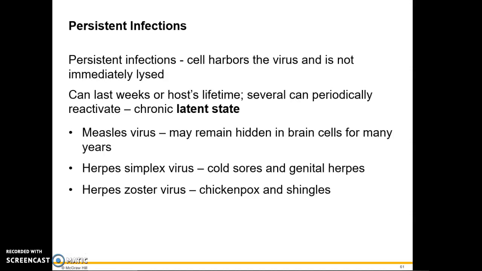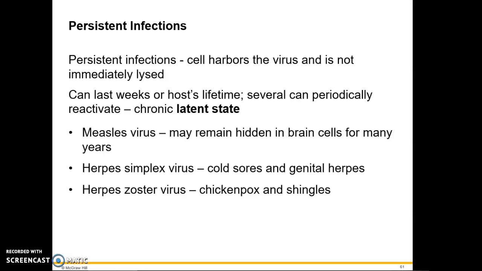Viruses that can do this are measles, which can remain hidden in brain cells for long periods of time. The herpes simplex virus is one that causes cold sores as well as genital herpes, and those can be latent and flare up periodically. And then also the herpes zoster virus, which is chickenpox, which most people, if they had chickenpox as a kid, they're susceptible to getting shingles as an adult.